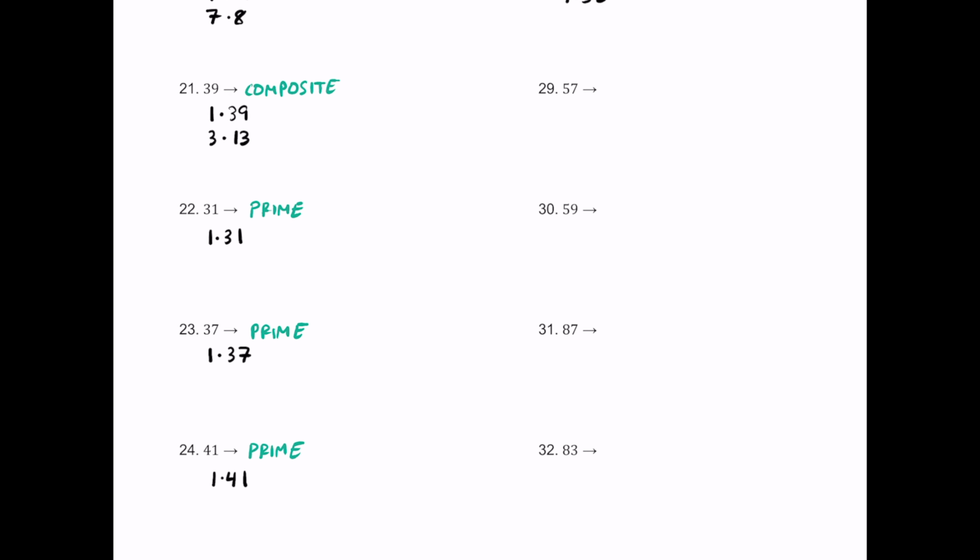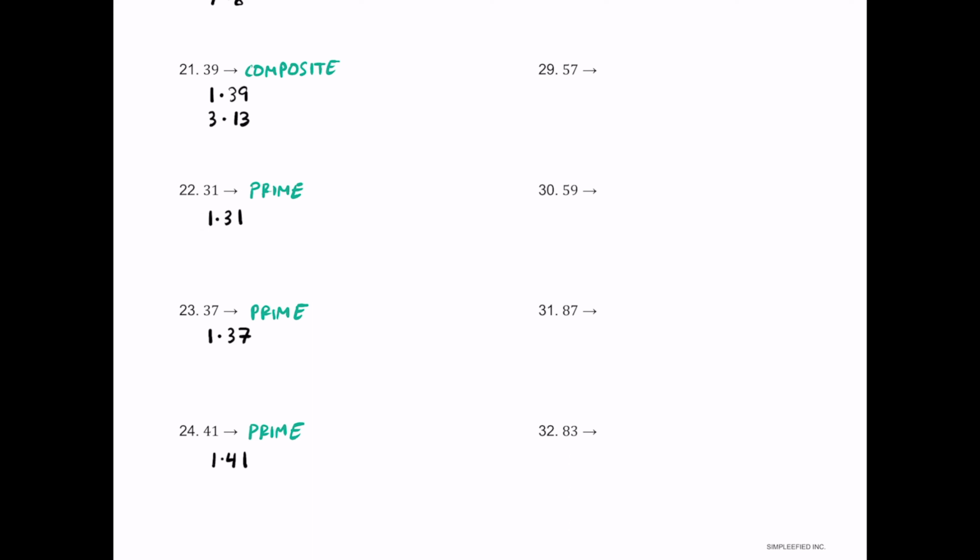For 29, let's see, we have the number 57. So 57, we can definitely say 1 times 57. And can't divide by 2, but how about 3? 5 plus 7 is 12. 12 is a multiple of 3, so it turns out 3 times 19 is 57, which makes 57 a composite number.